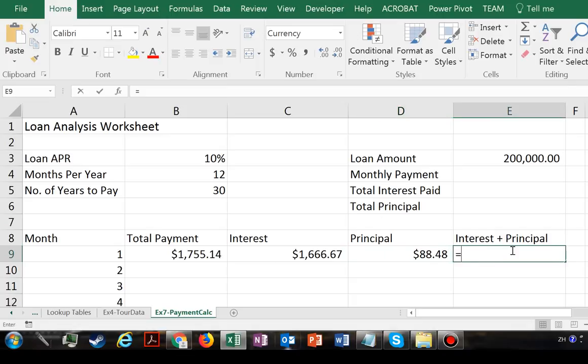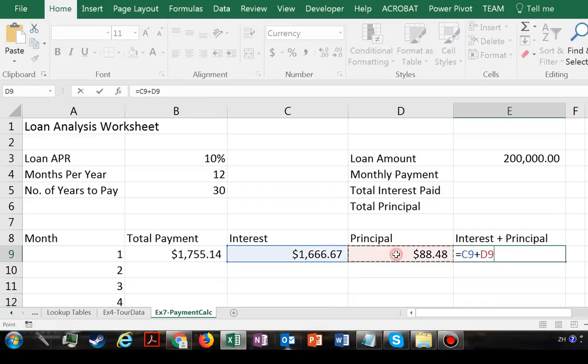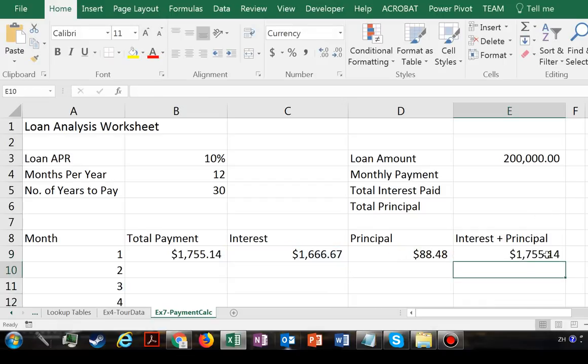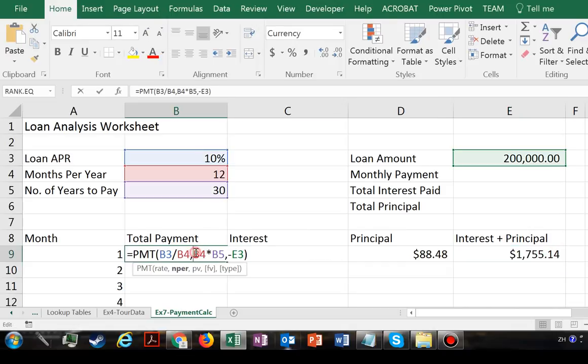So let's just add these two to make sure that it matches the total payment, and it does. So we can just simply copy this now to the remaining rows.